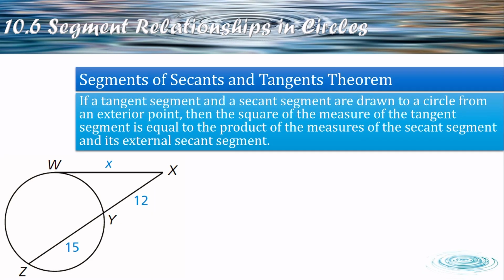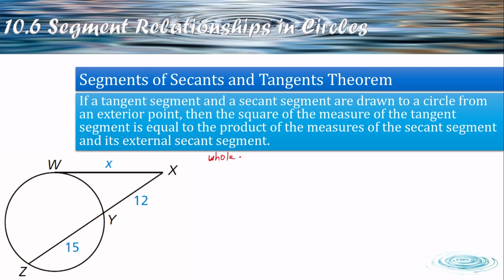The last theorem for today, segments of secants and tangents theorem. If a tangent segment and a secant segment are drawn to a circle from an exterior point, then the square of the tangent segment is equal to the product of the measures of the secant segment and its external secant segment.